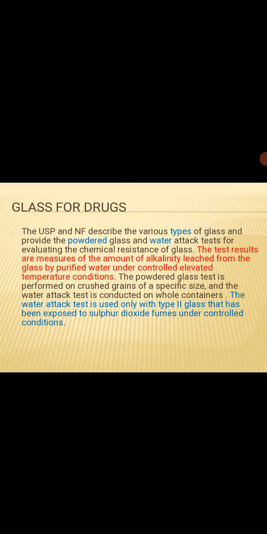The test results are measured by the amount of alkalinity leached from the glass by purified water under controlled elevated temperature conditions. The powdered glass test is performed on crushed grains of a specific size, and the water attack test is conducted on whole containers. The water attack test is used only with type 2 glass that has been exposed to sulfur dioxide fumes under controlled conditions. تايب 2 glass دي بتمر علينا قدام. هي دي two different tests بتتعمل عشان تحدد لي type of الجلاس.